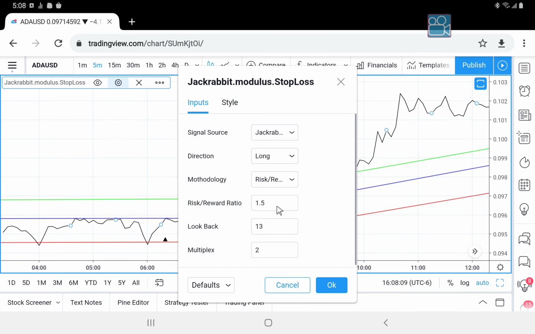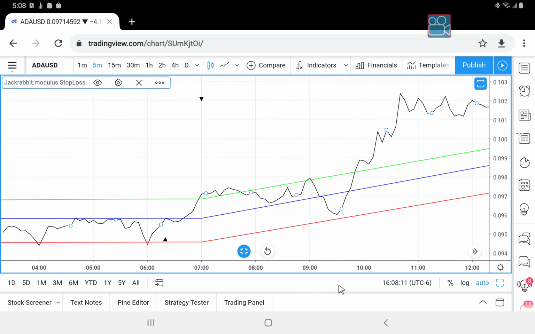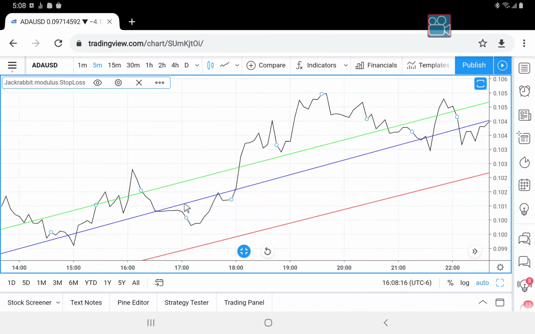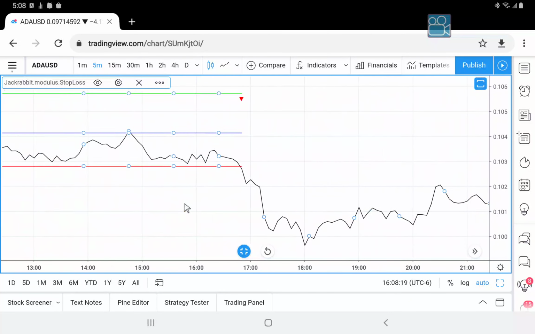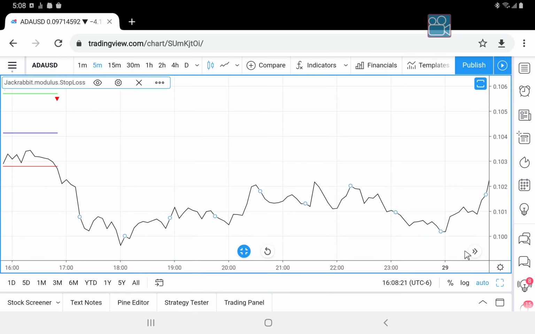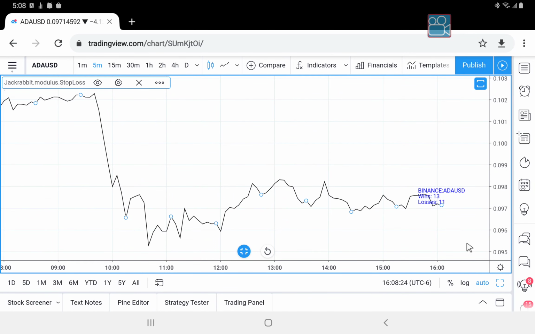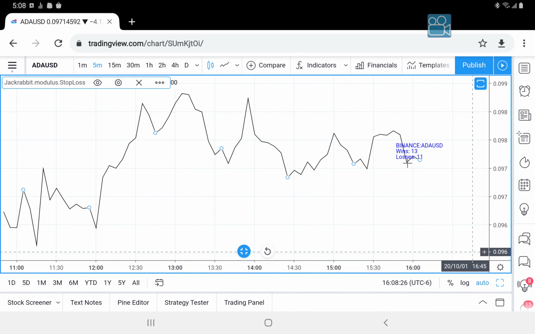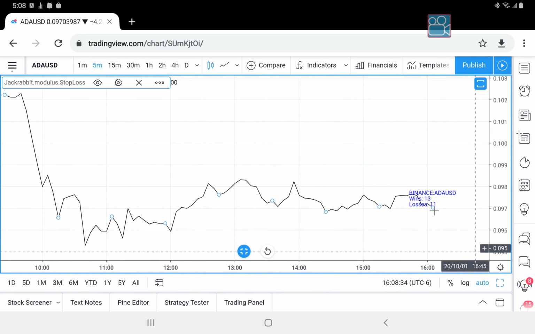Understanding this is important because if you have a 1-to-1.5 ratio, if your wins versus your losses are even, you will always have a profit. So as long as your wins and your losses are at least even, this will always profit. A 1-to-1 ratio is a pure break-even.